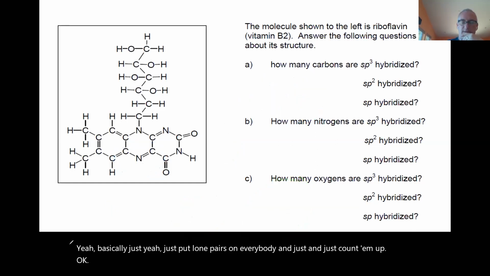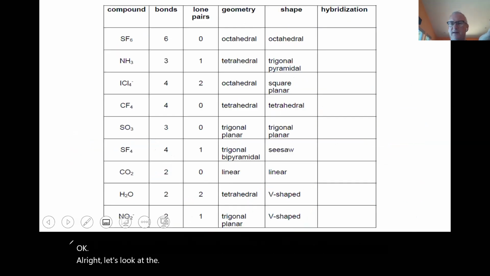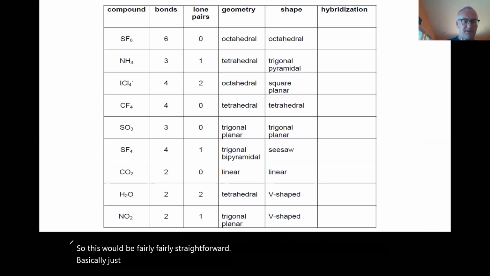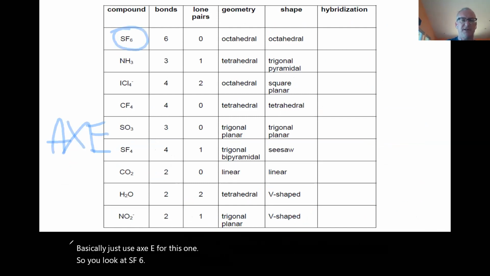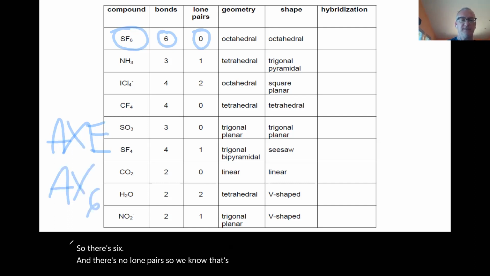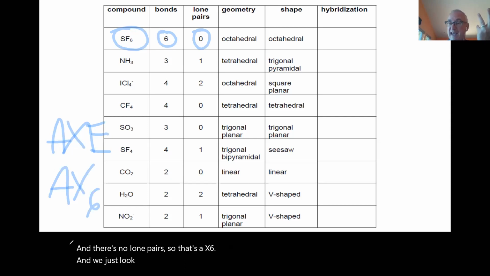All right, let's look at them. So this one would be fairly straightforward. Basically, you just use AXE for this one. You look at SF6, S goes in the middle, surrounded by fluorine. So there's 6 bonds, and there's no lone pairs, so we know that's AX6. And we just look up what AX6 is. That's octahedral. It even tells you the shape. And you just have to figure out what the hybridization is.